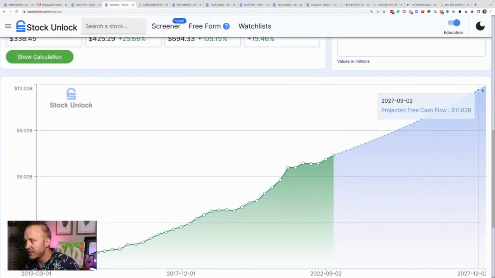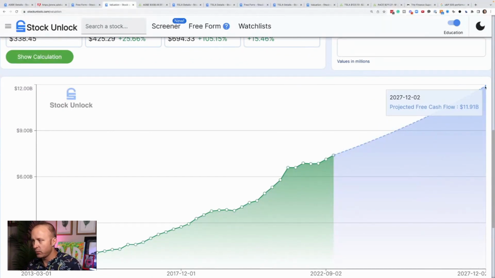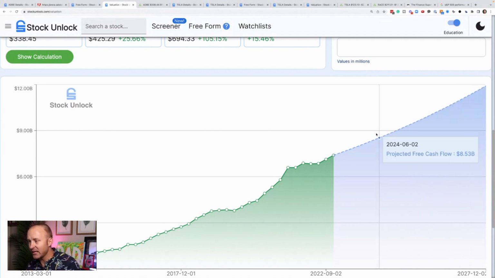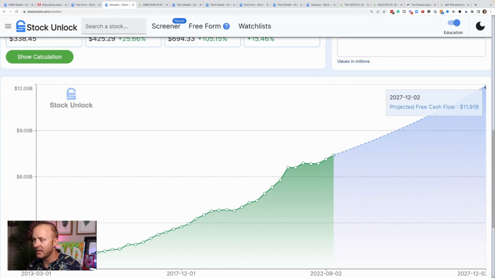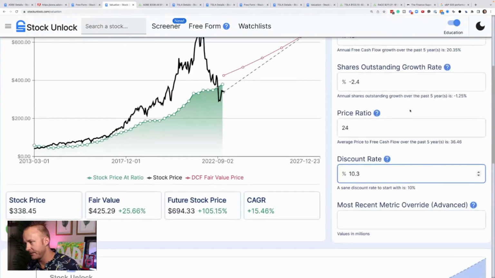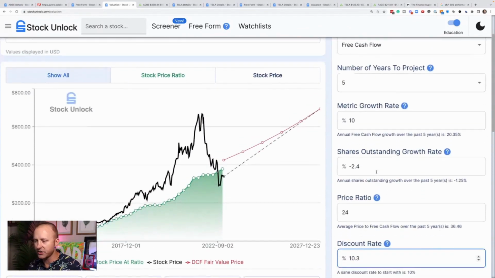And then down here we see, is this a realistic number? So what free cash flow out to 2027 will be 11.9 billion. I think that's realistic, growing from 7 billion, 7.4 billion today, to 11.9 billion. It's not even a double by 2027. Now, some ways we could adjust this number, right?